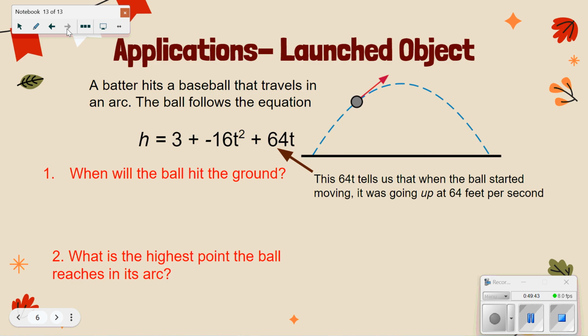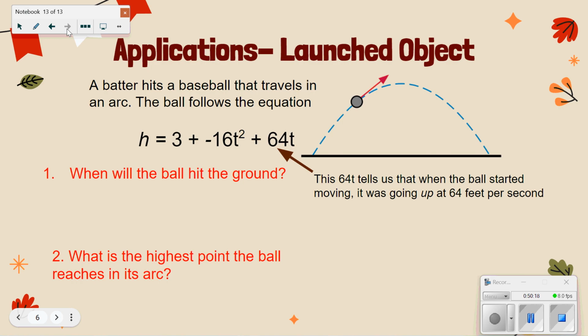All right, so we have a batter that hits a baseball that travels at this arc and it's followed by this equation. So if you notice, once again, we had a negative 16t squared. That represents gravity, right? Gravity is always falling at that same rate. And this value for your t represents kind of like your speed. And then, what do you guys think your constant might always represent? Good job. Where it starts.